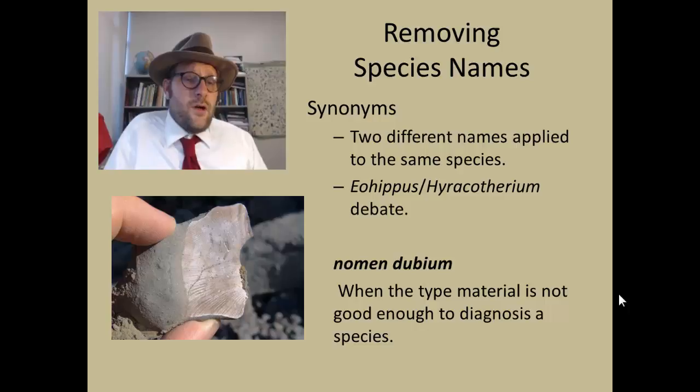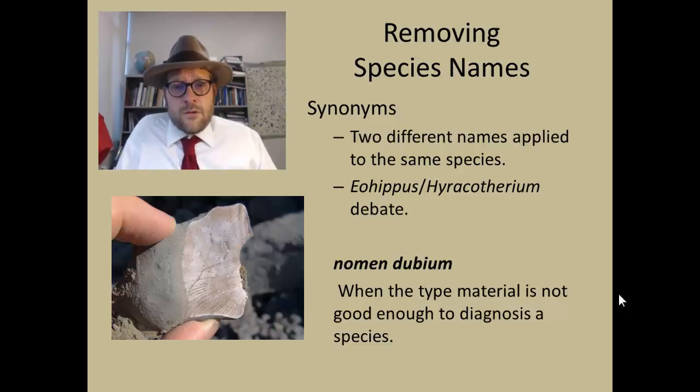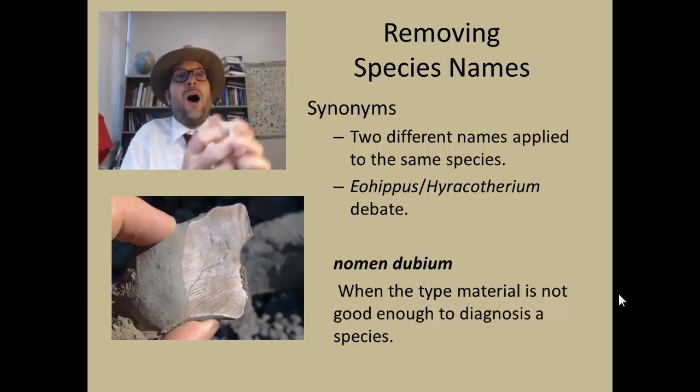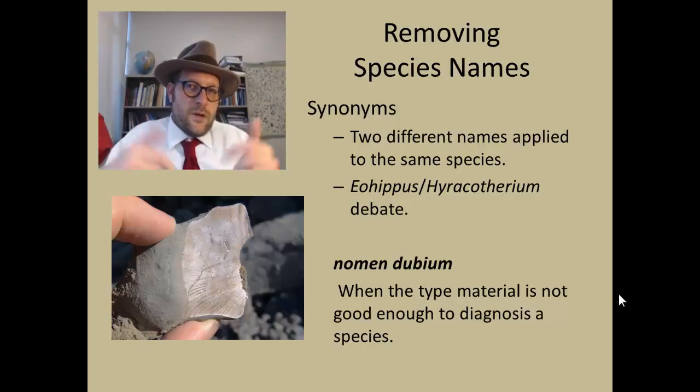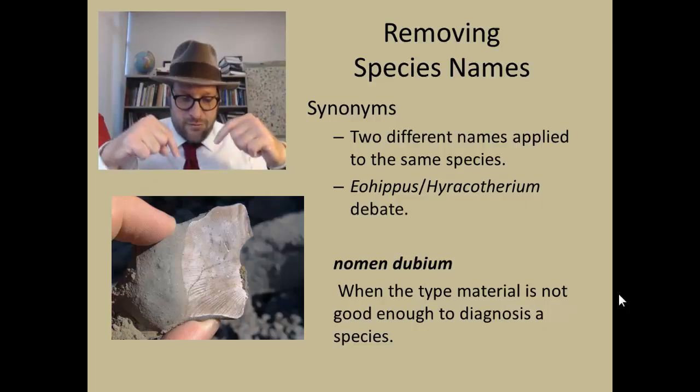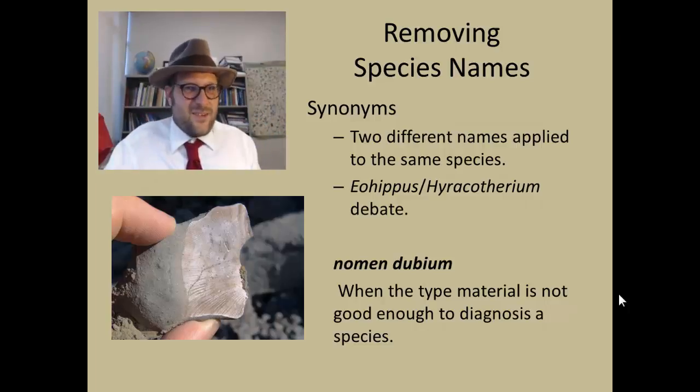The other one that's very common in paleontology is nomen dubium. Nomen dubium basically means dubious name. This happens a lot in paleontology. A researcher goes out, they find a really fragmentary fossil, but they think, oh, it's a new species, I'm going to name it a new species. And they name it, but it's only a fragment of something. Then researchers later find incredible fossils, and they realize that that fragment is just undiagnostic. There's no way you can tell if it's species A or B or C or whatever. And so they make it a nomen dubium, which means a dubious name. So that's when the type material, the holotype, is not good enough to diagnose a species.